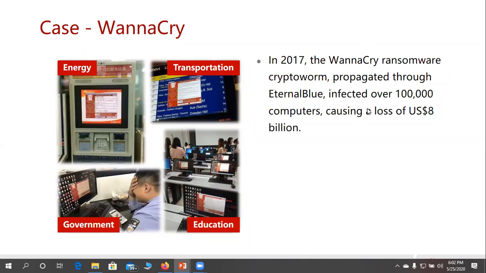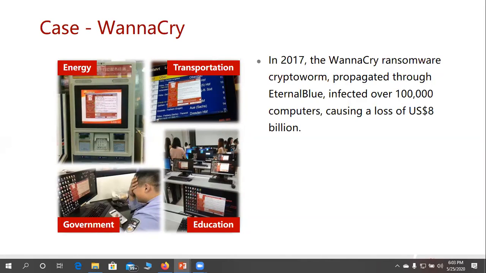And you can see that it infected over 100,000 computers, causing a loss of 8 billion US dollars. So the energy industry was affected. Transportation was affected. Government systems were affected. The schools were also affected.